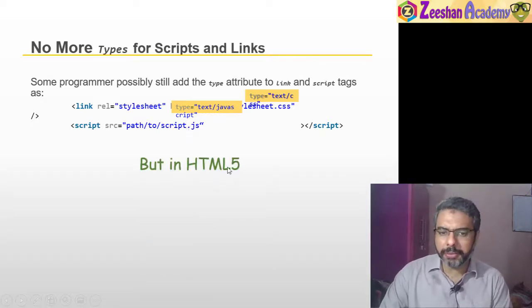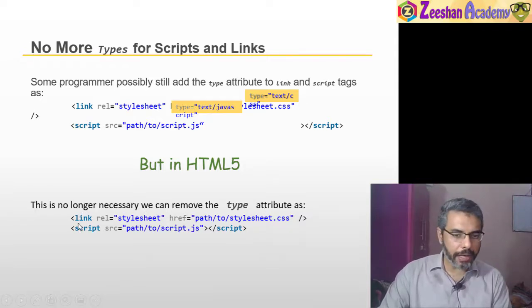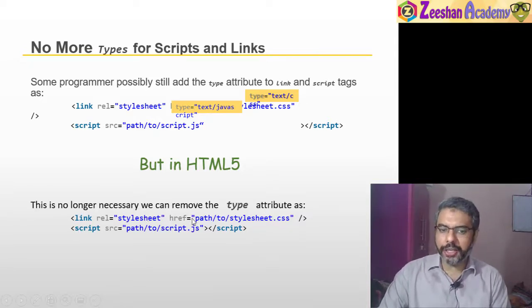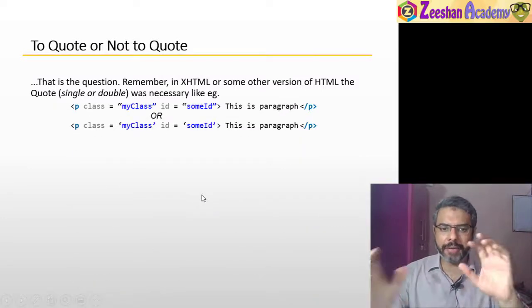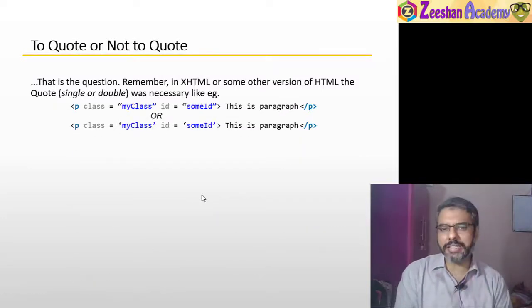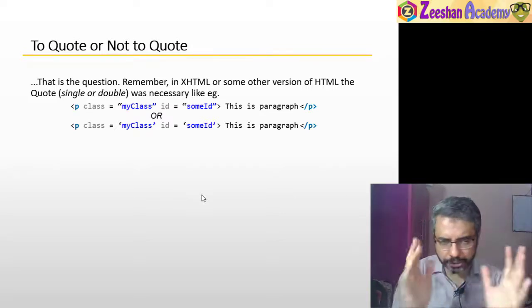However, with HTML5, we no longer need to write the type attribute. We just simply write link, rel stylesheet, and we give the href of the style sheet. Or if you're using external JavaScript, we just use script, src equals the path to script.js, and that's it. No need to write the type attribute. Some additional things are removed, and so on and so forth. This is something that we have been emphasizing a lot whenever we teach HTML. However, HTML5 doesn't require it, and still people don't understand it. Lots of students do make this mistake.